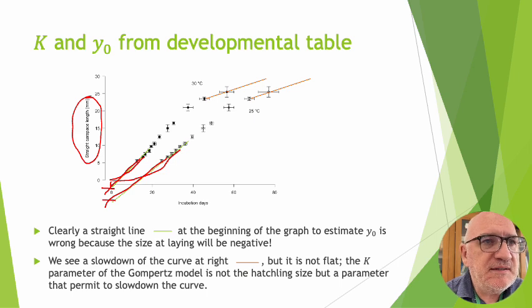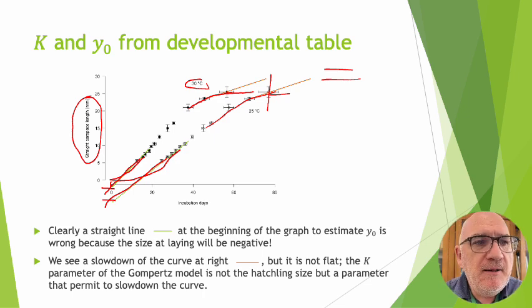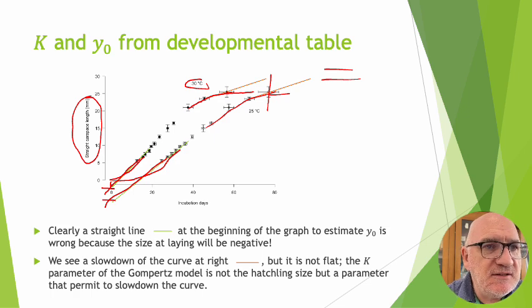Similarly, if you want to estimate the K value, the asymptote of the model, you see that here it has clearly slowed down, but at the end of incubation at 25 degrees Celsius and 30 degrees Celsius, you have not reached the asymptote. The asymptote is somewhere here. So the K value of the Gompertz model must be seen as a parameter that permits slowing down the progression of the Gompertz curve, but this is not the size of the hatchling.